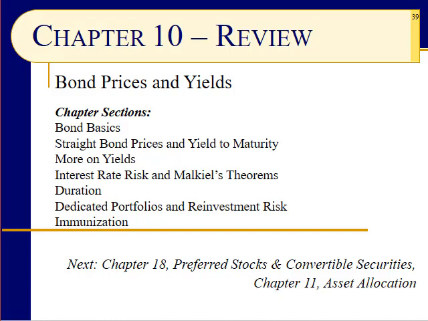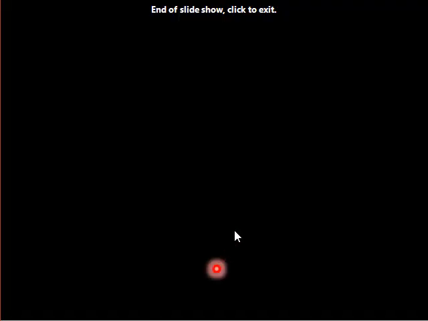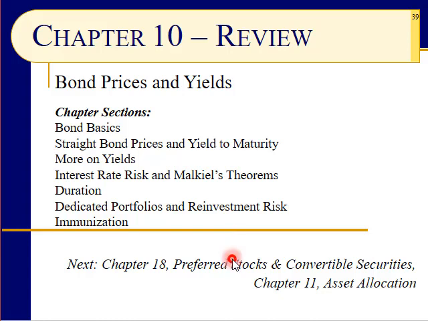Now, normally we would spend some time on chapter 18, preferred stock. Whoops, that was a mistake. Let's go back. Preferred stocks and convertible securities. I am going to put 3 questions on exam number 4 from that chapter. Don't bother with that chapter. Most of us are never going to be involved in preferred stocks, convertible bonds, convertible preferred. They're just not for the vast majority of us retail investors. We will spend time on asset allocation.